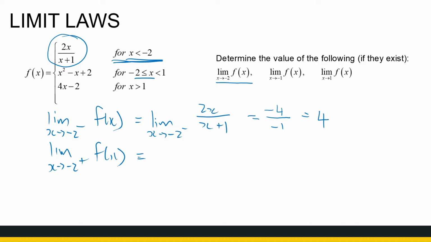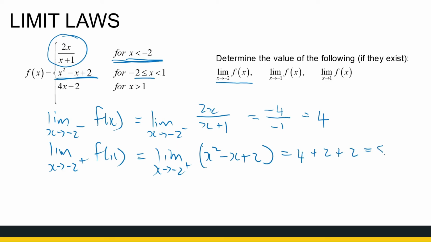Let's see what happens as x approaches -2 from the right. Then we're looking at this function over here. So this is the limit as x approaches -2 from the right, and the function we're looking at is x squared minus x plus 2. It's a polynomial, so we can simply substitute in. So x is approaching -2, so I've got 4 plus 2 plus 2, which gives me 8.